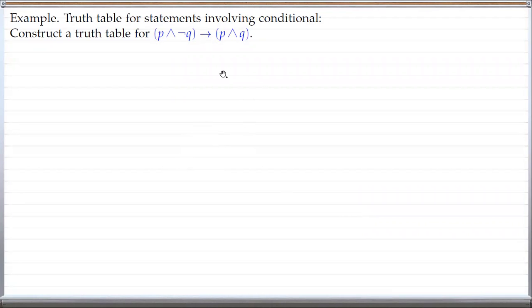Now let's construct a truth table for statements involving conditionals. So let's look at this example. Here we have P and not Q implies P and Q. So on our table, we need P, we need Q, and looks like we have not Q over here. So we'll need not Q. We'll need P and not Q, and we'll need P and Q. And finally, we'll need P and not Q implies P and Q.